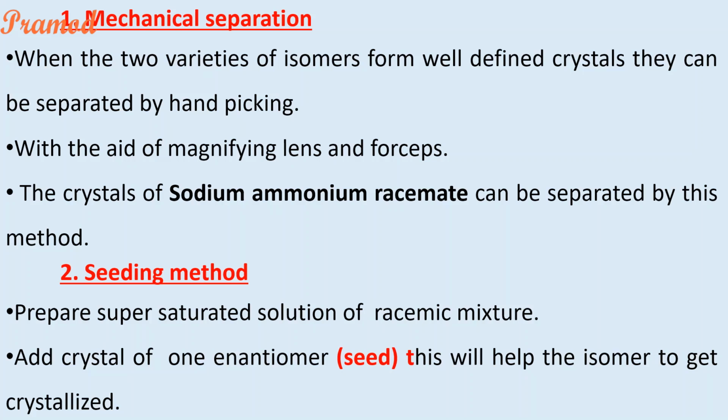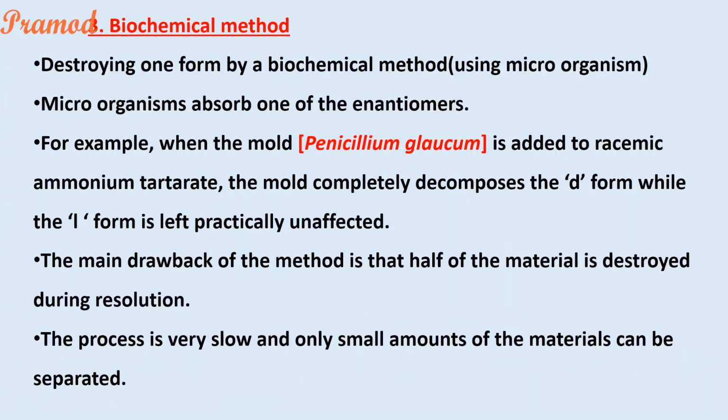Now let's go for the third. The first one is mechanical, using tweezers. You check the change in crystal structures, you can see it on the microscope and you can separate it. That's mechanical. The next is seeding. You put your pure enantiomer into a supersaturated racemic mixture, so one of the enantiomers separates out. That's one of the methods.